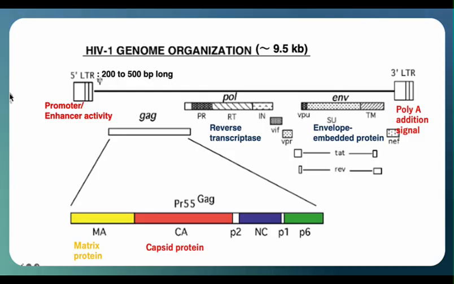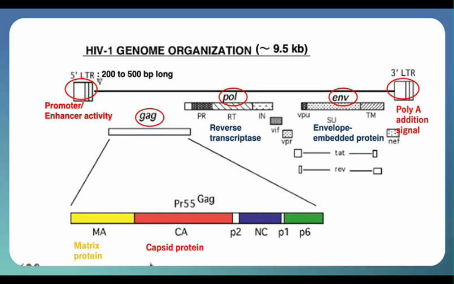Now, I will explain the structure of the HIV viral genome. This shows the structure of the reverse transcribed HIV genome. First, there are long terminal repeats. The 5' long terminal repeat has promoter activity and enhancer activity. On the other hand, the 3' long terminal repeat contains a polyadenylation signal. There is also a large protein coding region called GAG. The GAG region includes matrix proteins and capsid proteins.